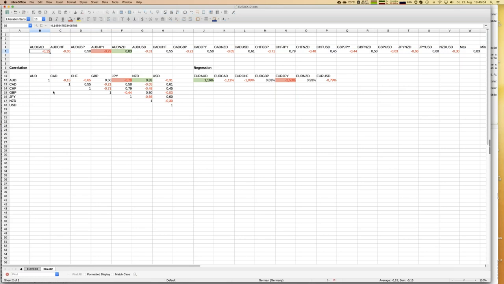What you see, I have set up a correlation matrix out of those numbers. I still use highlighting the lowest and the highest number in red and in green. I did that for correlation, and I did that for the regression as well. And now let's start with something else first. You see, between euro Australian dollar and euro New Zealand dollar, we have the highest correlation.